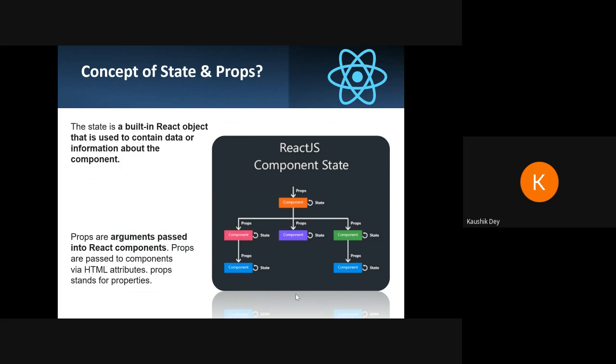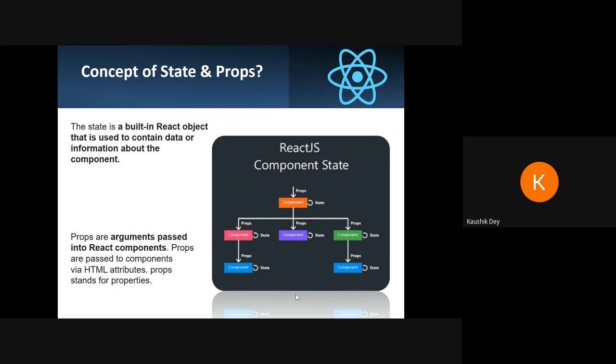You can see my screen, right? So what is state and what is props? State is called an object of any React application. Every class you create, like the app class or main class, it means not your functional component. Whenever you use a class-based component, you have to create a class, like class App. Whenever you create one class, its state is automatically created.